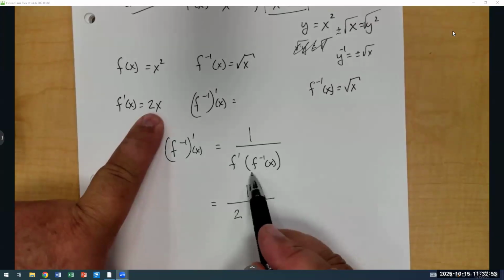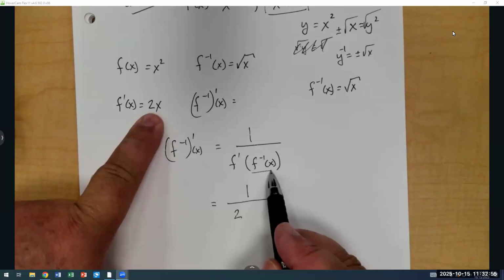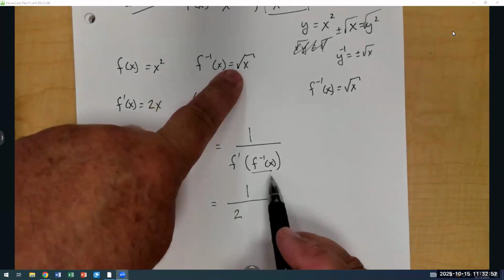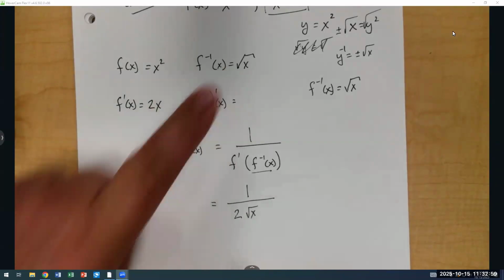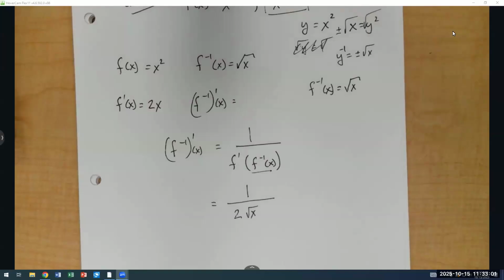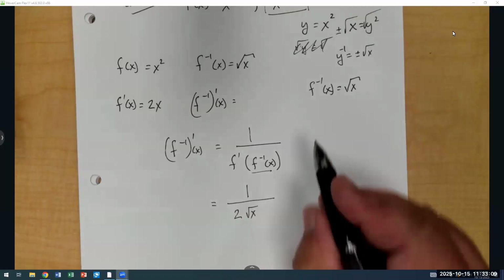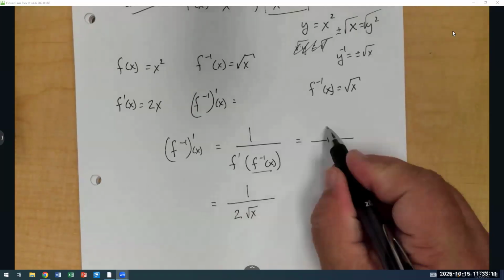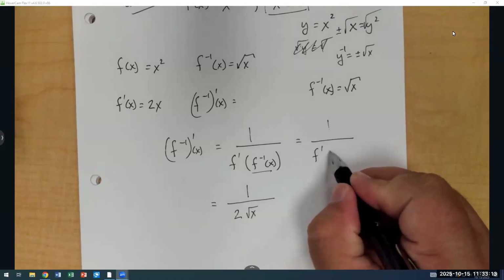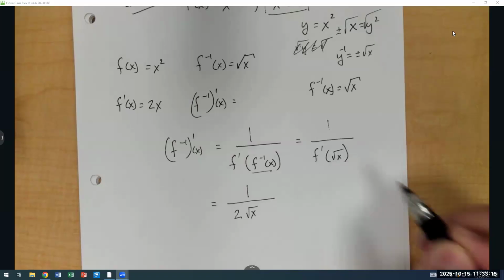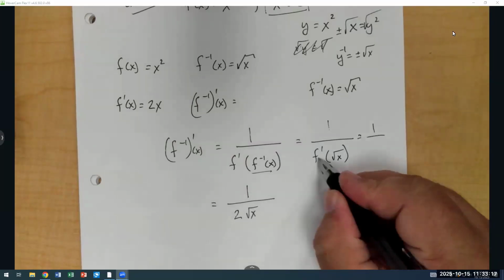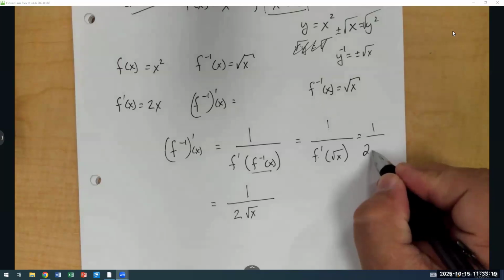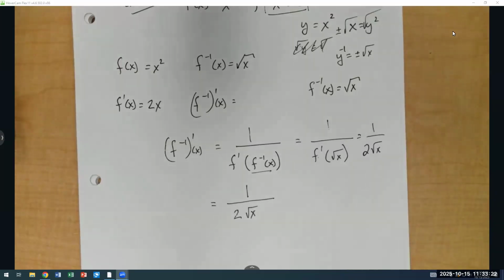Now in place of x, we put the inverse function. What's the inverse function? Square root of x. And there's your inverse. There's your derivative. f prime of this is square root of x. f prime was 2x, so it's 2 square root of x.